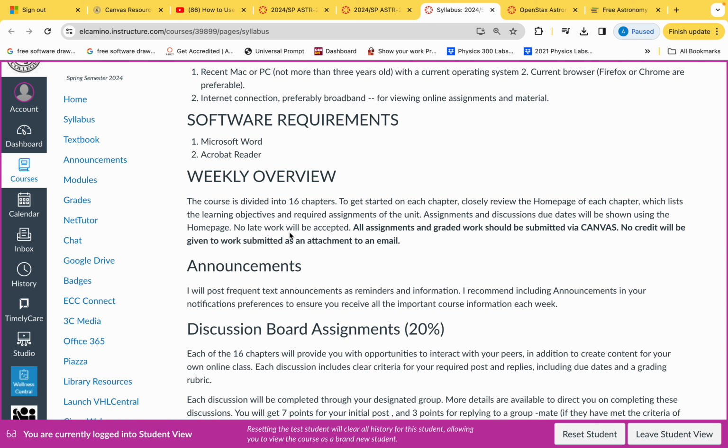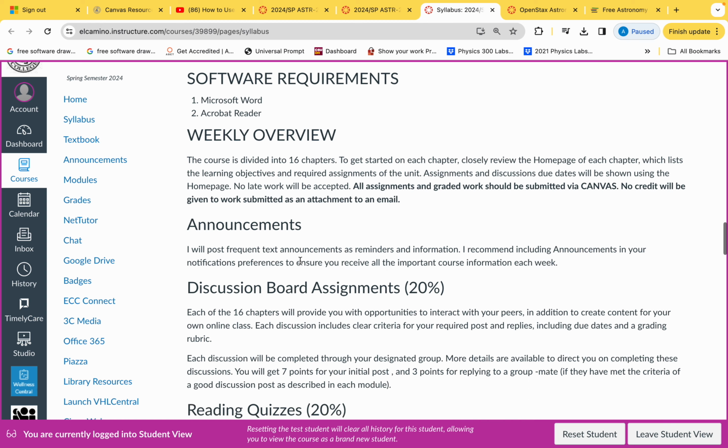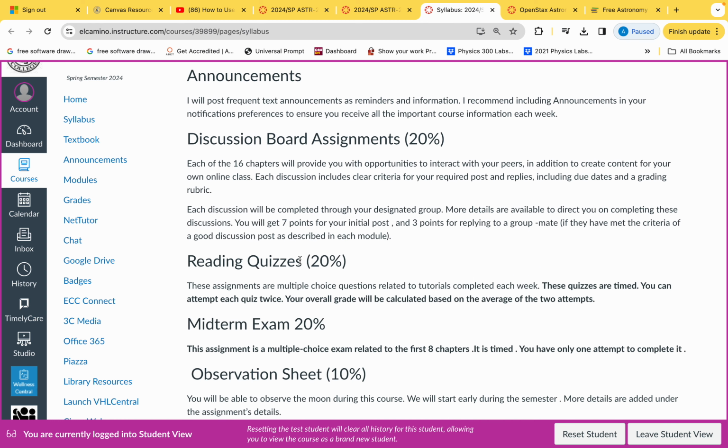I will say the course is designed to be 16 chapters, and that fits the content of the class well. One of the things that is really important is the discussion boards. All of them are really group work. You are going to work in a group of 4, and your group is fixed for the whole semester. Now, I will post a question each week, and you are going to answer the question within your group.